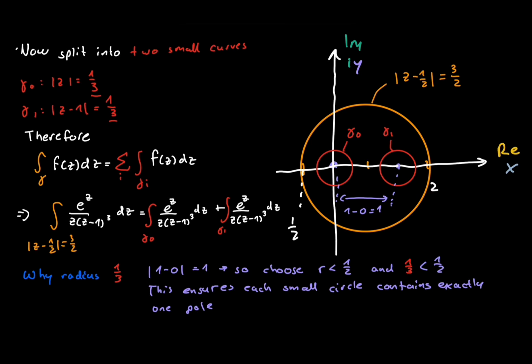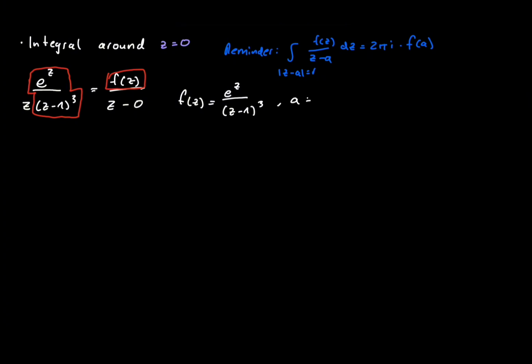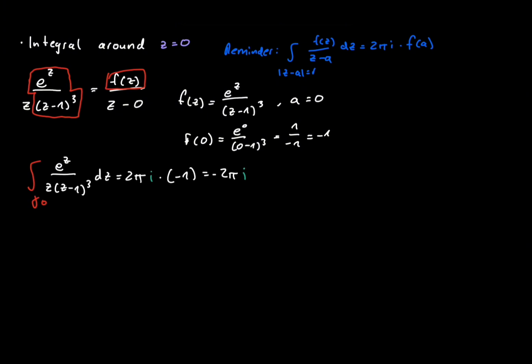Now, the original integral becomes the sum of two integrals. First, the integral around 0. Around 0, we rewrite the function as something divided by z. The remaining function is e to the z divided by (z minus 1) cubed. Now we apply the basic Cauchy formula. We evaluate the remaining function at 0. That gives minus 1. So the first contribution is minus 2 pi i.